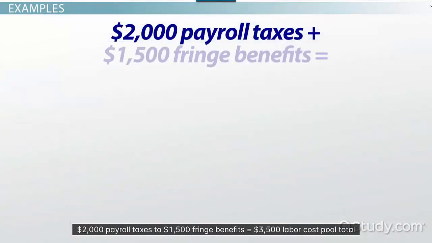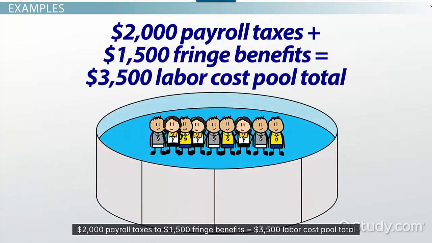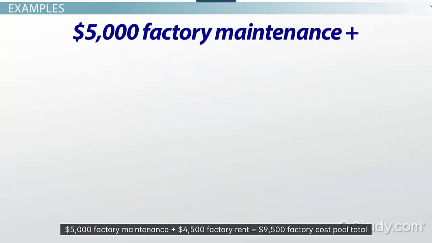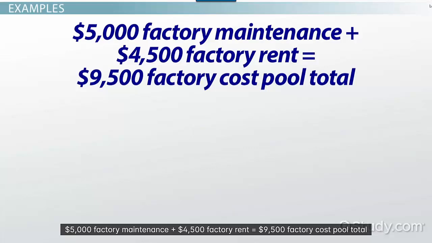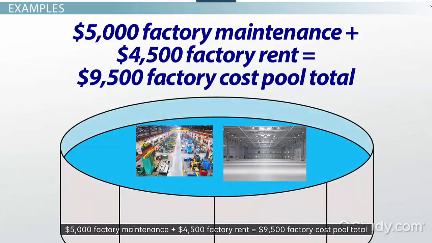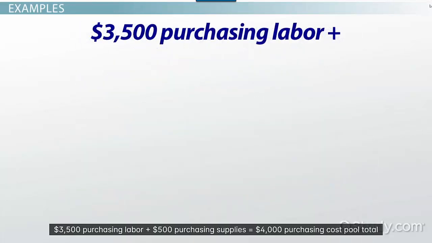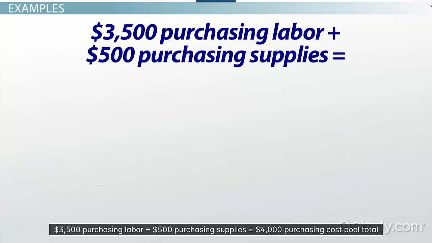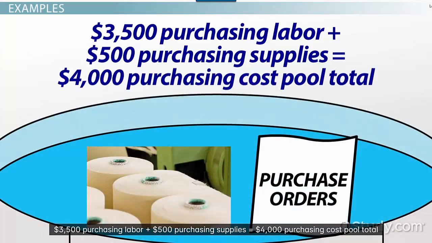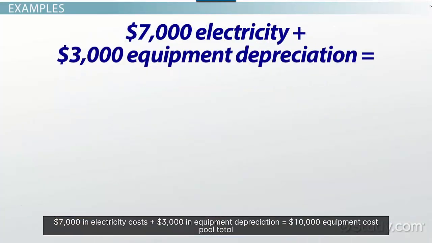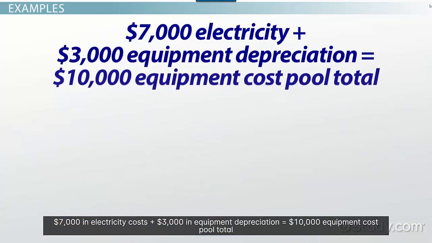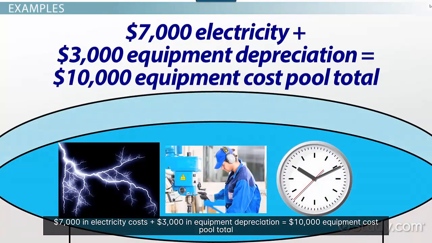$2,000 payroll taxes plus $1,500 fringe benefits equals $3,500 labor cost pool total. $5,000 factory maintenance plus $4,500 factory rent equals $9,500 factory cost pool total. $3,500 purchasing labor plus $500 purchasing supplies equals $4,000 purchasing cost pool total. $7,000 electricity plus $3,000 equipment depreciation equals $10,000 equipment cost pool total.